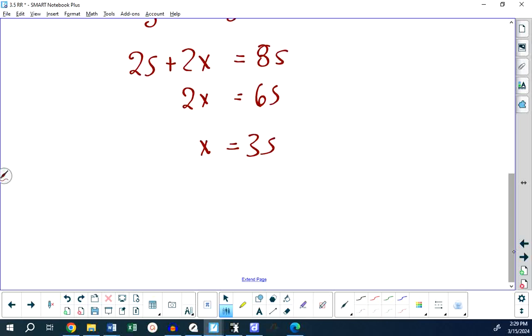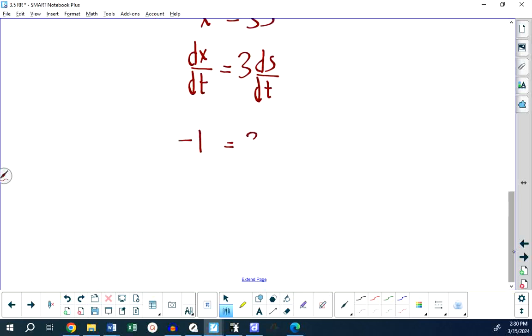Differentiate now. dx/dt equals 3 ds/dt. So this is what I was referring to. There's no variables left after you differentiate. There are rates of change of variables, but there's no s or x. So it doesn't matter where the man is. 9 meters, 3 meters from the lamppost, who cares? What this is telling you, well, let's finish the problem. dx/dt is -1. So that means -1 is equal to 3 ds/dt. So ds/dt in this situation is -1/3.